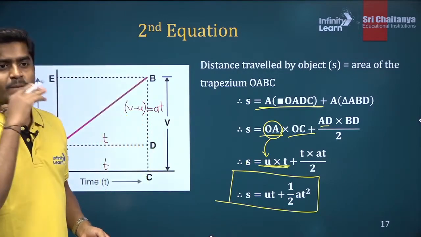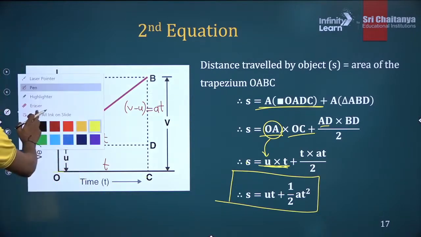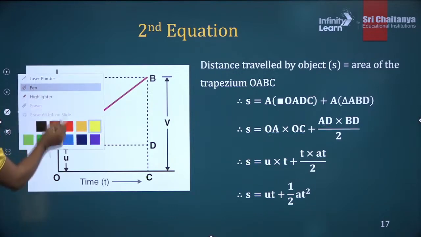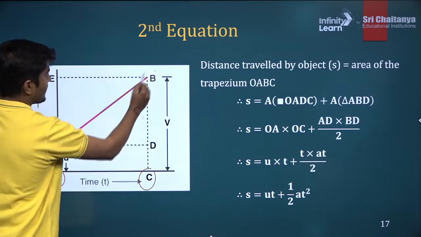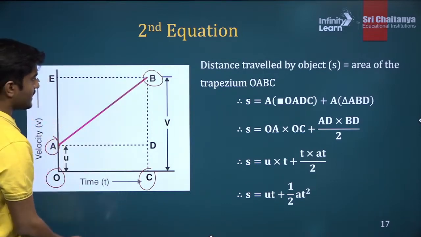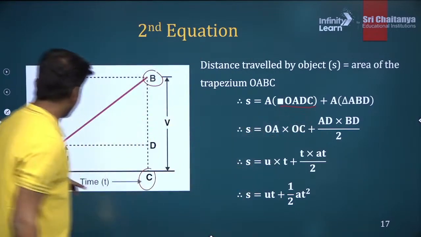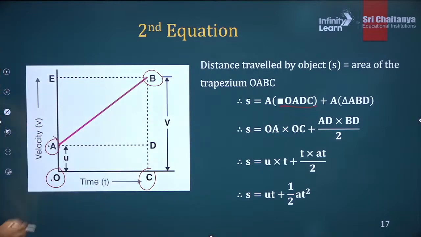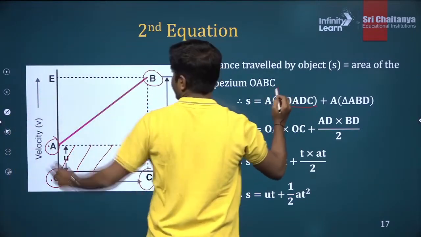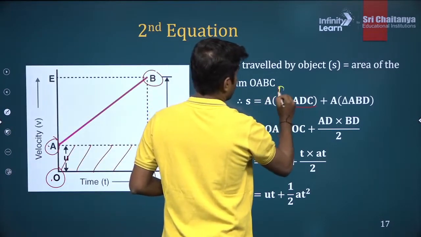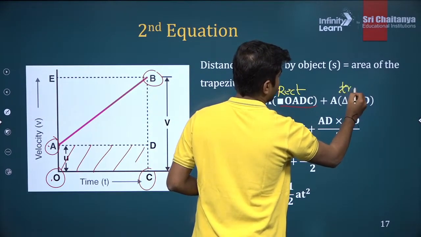What does OADC describe? OADC is this rectangle. You see here, it is this rectangle, and there is a right angle triangle.